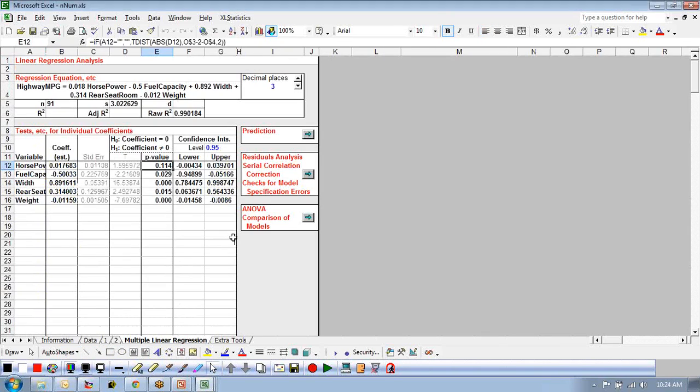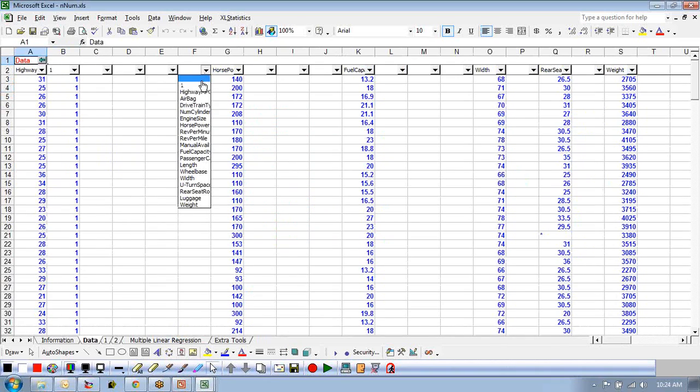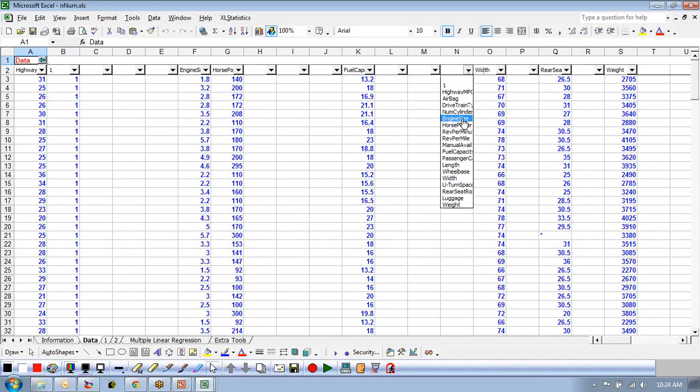Now, I'm not getting what was in the book, so let me take a moment here. Ah, I see what I did. I took out the constant to make the scatter plot, and I never put it back in. So I'm going to go ahead and put that back in so we have that. There's that. I'll put all of them back in, engine size and length. And I think that's it.